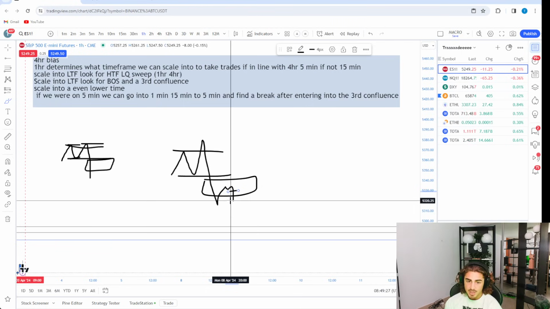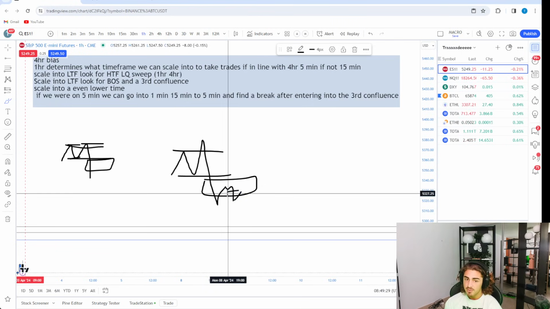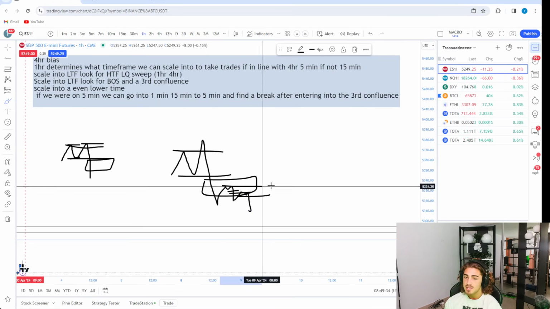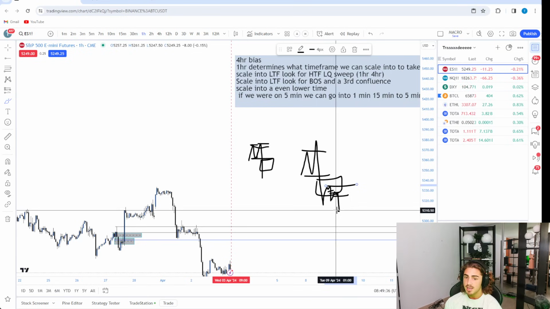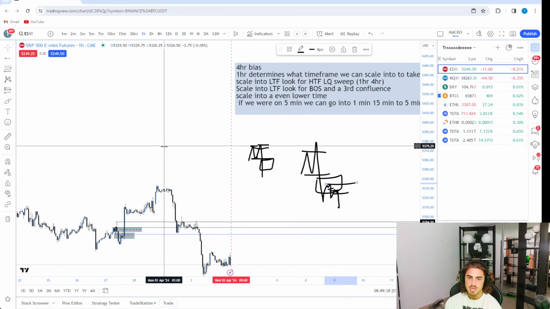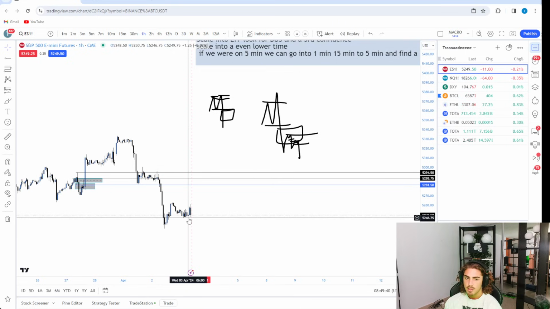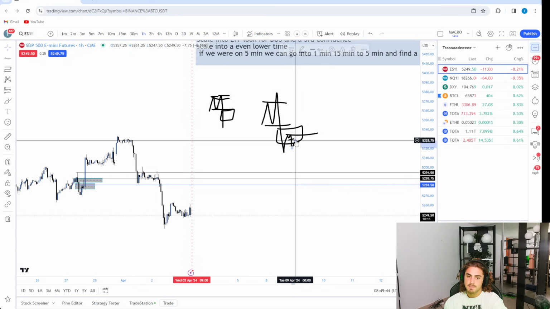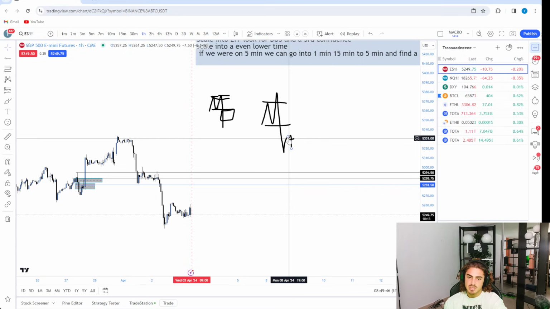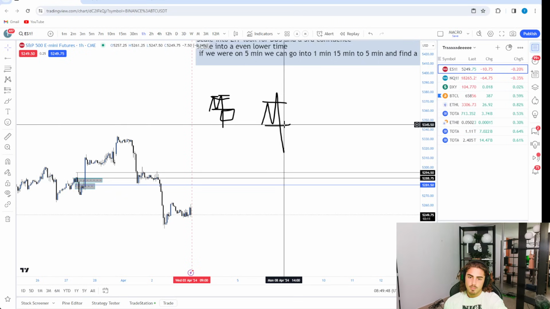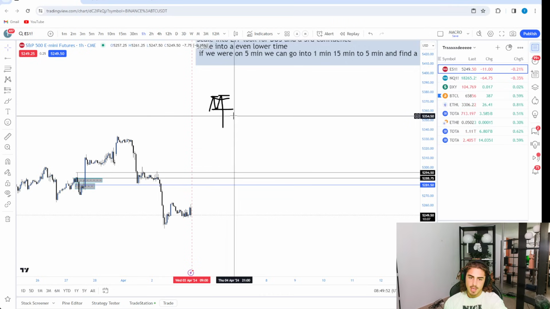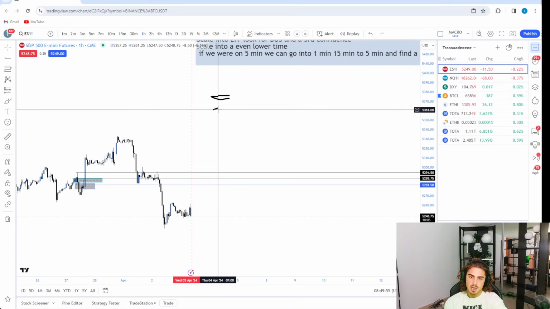So we see a 5-minute break of structure, boom, 5-minute fair value gap, scale into the 1-minute, look for a 1-minute break of structure, enter off that, stops above the highs, target, again, we already talked about targets yesterday, higher time frame draws on liquidity, higher time frame confluences. And that's all that today is. We're just adding that little piece of strategy with liquidity sweeps.